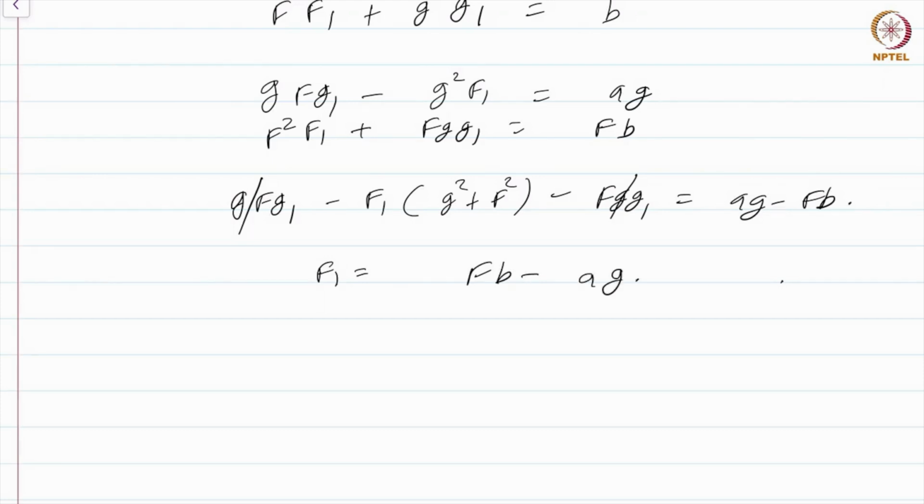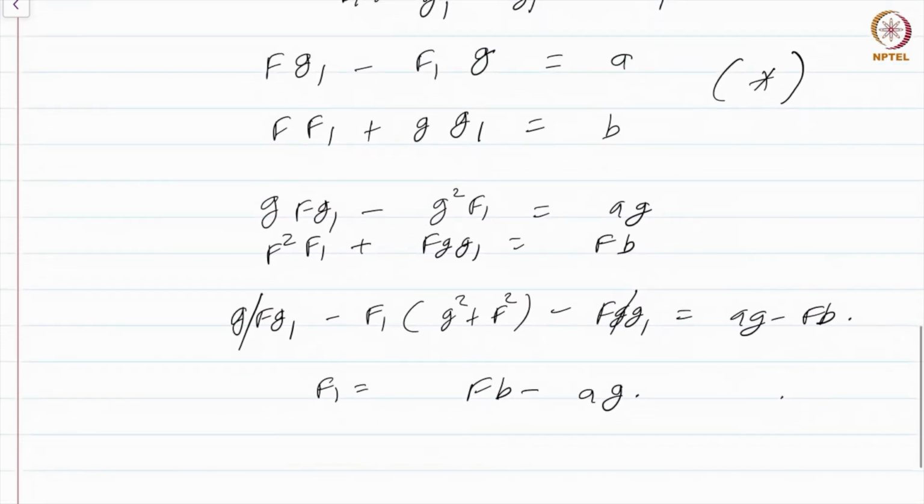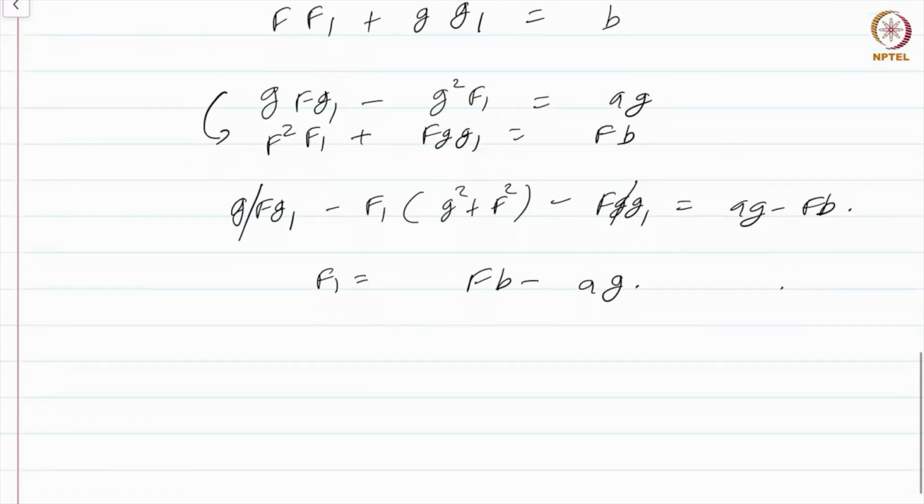Okay, now what you do is you look back at the original equations, f g1 minus f1 g equal to a and f f1 plus g g1 equal to b. Again multiply the first equation by g, and the second by f, to get g f g1 minus g squared f1 equal to a g, and this time add these two equations, and a bit of algebraic manipulation will give you g1 is equal to a f plus b g. Okay, so we have managed to get the expressions for f1 and g1 in terms of f and g.